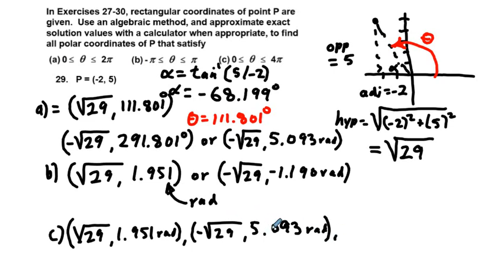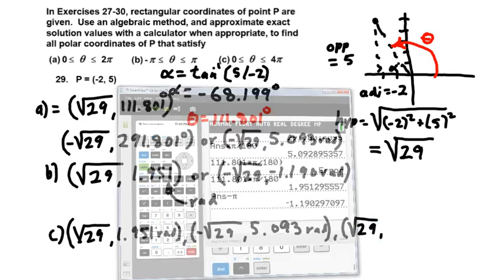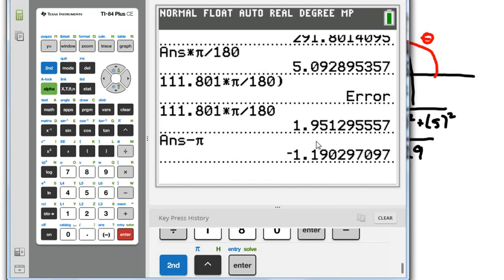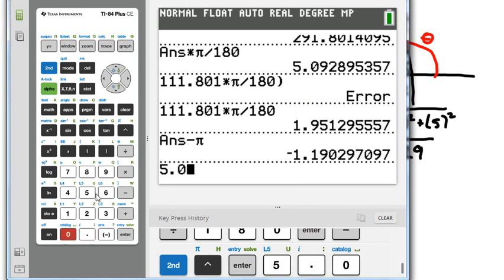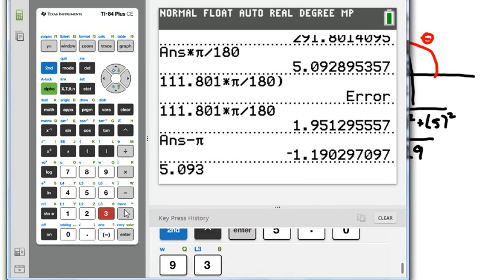And then we're going to rotate another pi radians to go beyond that. So we have square root of 29, comma, and to this angle here, actually the angle of 5.093, we're going to add pi to that, plus pi.